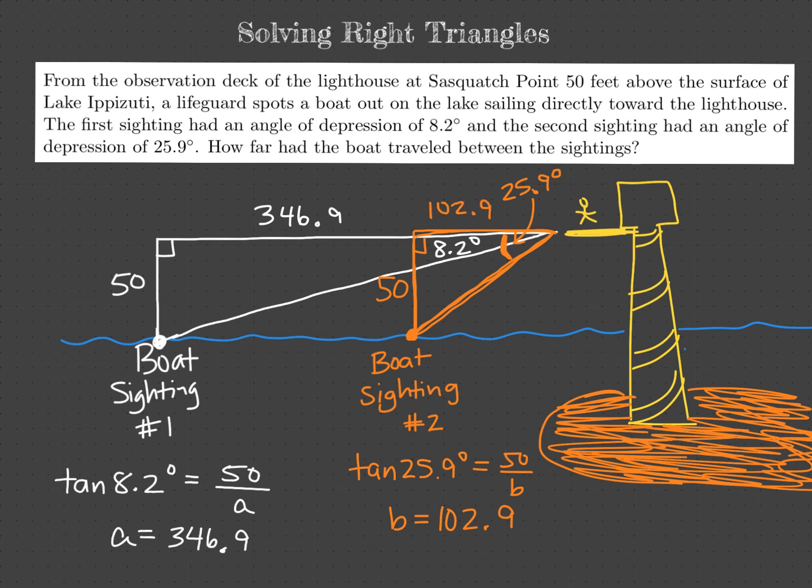So the question is asking us how far had the boat traveled between the two sightings. Well, between the two sightings is right here. If the entire length is 346.9 and the length that we don't want, because we only want this part of it, is 102.9, we simply need to subtract 346.9 minus 102.9 to get just this distance in between here. So our distance between the two boat sightings, we subtract and we get 244. Then we can see that the units in this problem are in feet, so our final answer is 244 feet in between the two boat sightings.